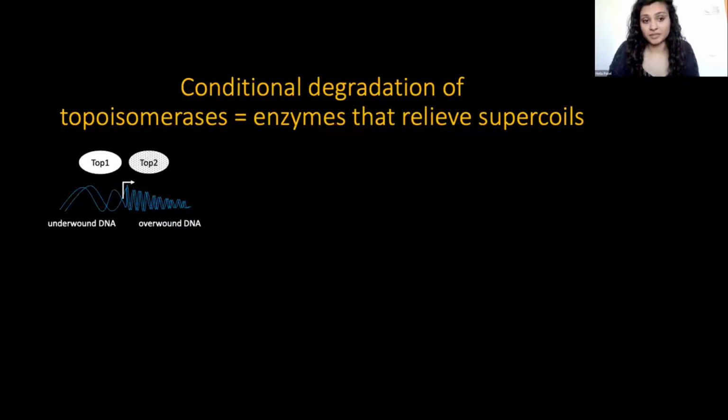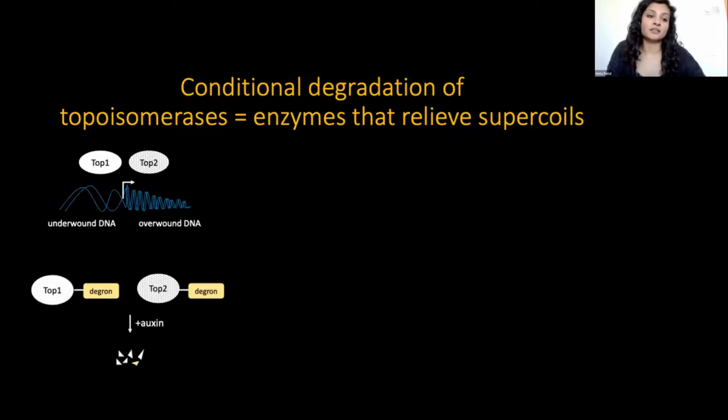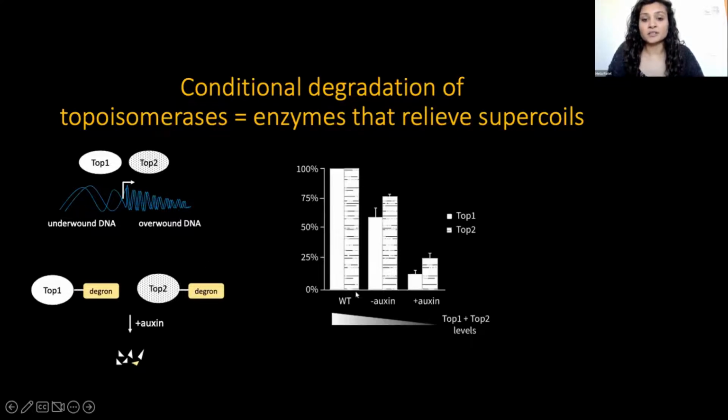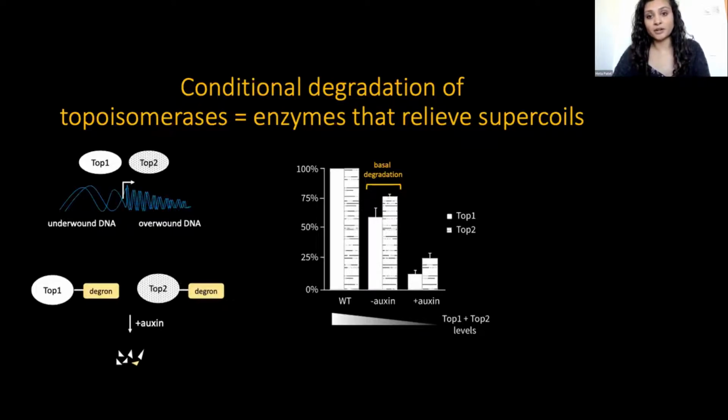And to deplete these proteins, we tag them with a degron, such that in the presence of a plant hormone auxin, these proteins are targeted for degradation. And when we quantified the Top1 and Top2 levels in wild type conditions, as well as in the absence and presence of auxin, we observed that in the absence of auxin, there's basal degradation of Top1 and Top2. And in the presence of auxin, both the proteins are effectively degraded. So we exploited this basal degradation to get a range of yeast strains with varying levels of topoisomerases and therefore varying levels of supercoiling accumulation.